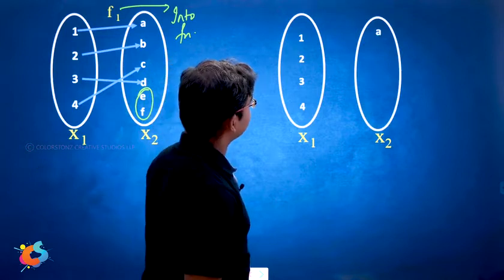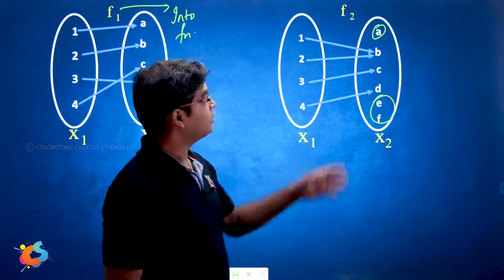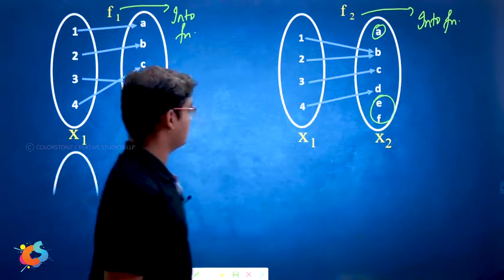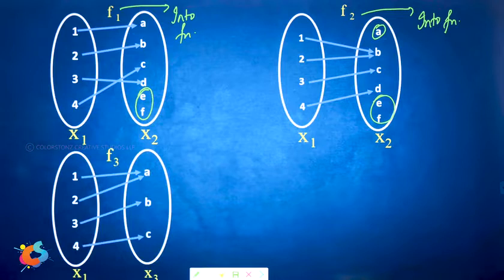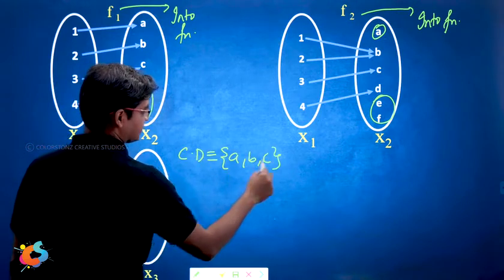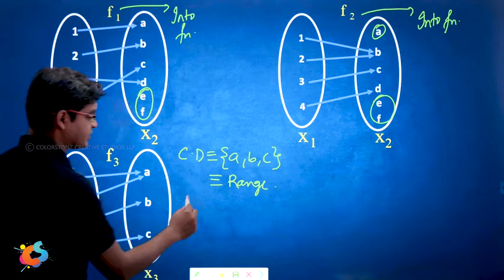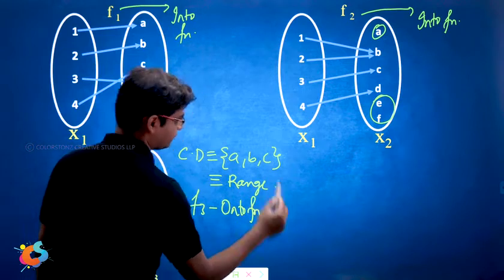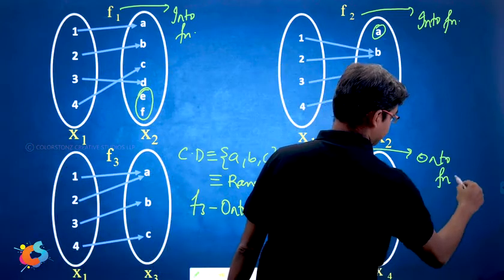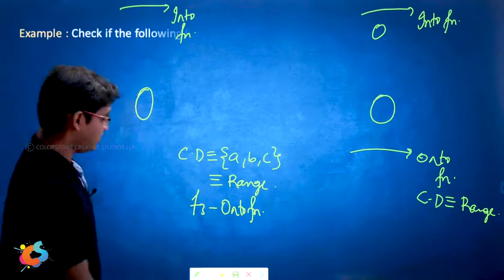Next, let us take another function and say the mapping is like this. Again, we can see some elements of the codomain are not mapped to any elements in the domain. So therefore, this is again an into function. Next, we have two sets here, and under the function, the mapping is like this. Clearly we can see codomain set is A, B, C, and that is same as range set. So no elements are left over here. So therefore this function is onto function, because codomain is same as range.